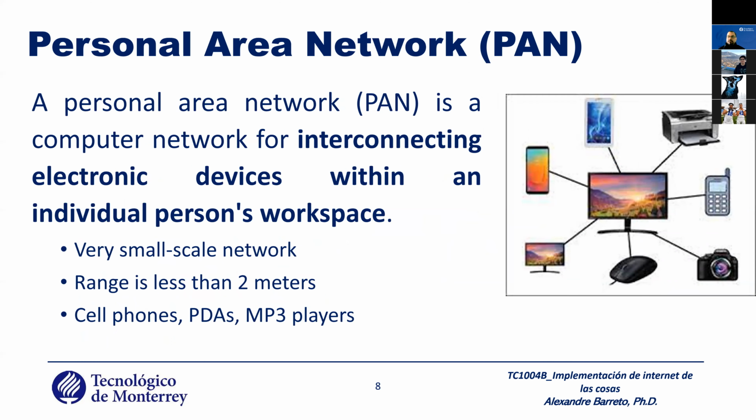Finally, you have the personal area network. It is last because it's the newest one. A personal area network, or PAN, is a computer network for interconnecting electronic devices within an individual's personal workspace. Think of this situation: you have a user, and the user has smartphones, sometimes more than one, printers, cameras, a mouse, a smartwatch, and others. It is a very small scale network, only for close situations. For example, the range is less than 2 meters, okay? The technology that you can use here is Zigbee or Bluetooth, or RFID, which is another very common one.